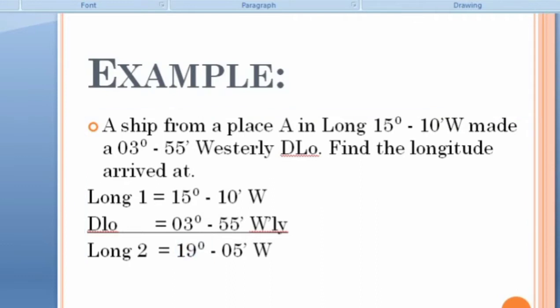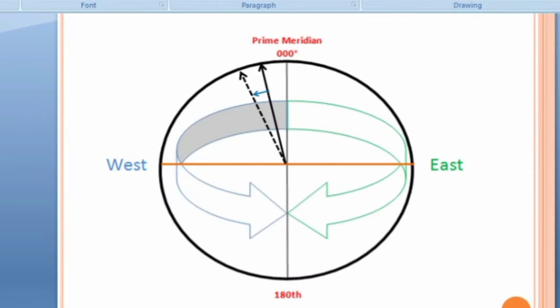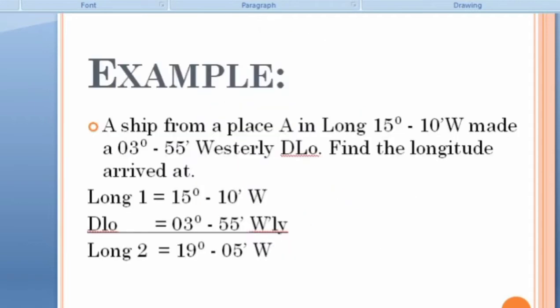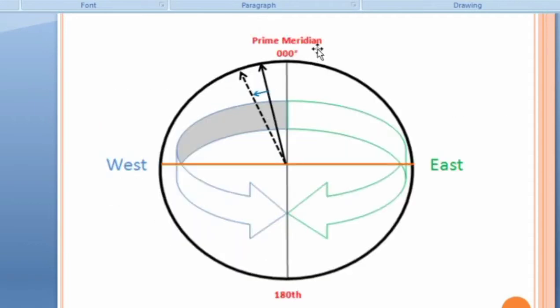Alright. So in order for us to understand it very well, we will be using our diagram. So we have the longitude which we came from, which is 15 degrees. This unbroken line here represents 15 degrees. I hope that you will understand that this is not exactly 15 degrees, but let us just assume that this is 15 degrees coming from the origin, which is 0 degrees.